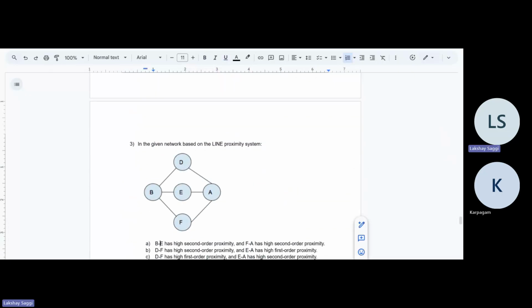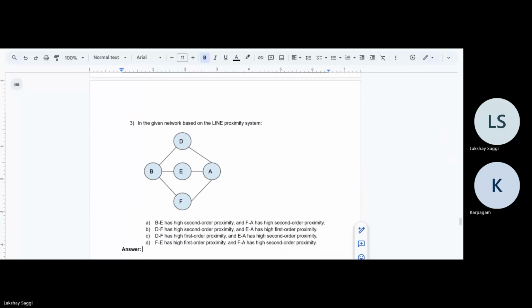Okay then, maybe we can move on to the third question. Karpagam, if you have any doubt at any point of time, feel free to ask me in chat and I'll try to answer it. Don't wait for me to ask whether you have any doubts.